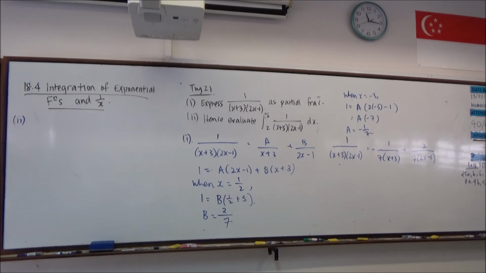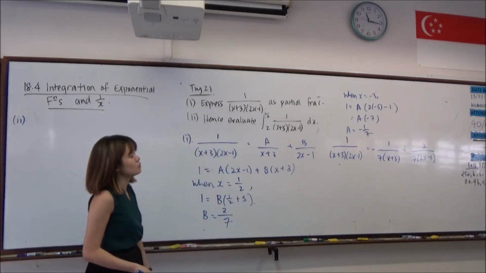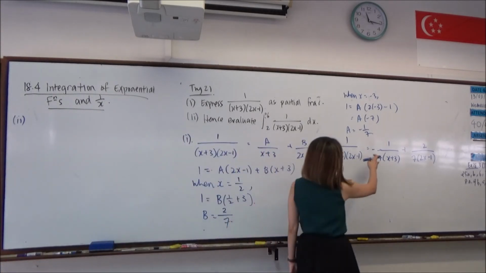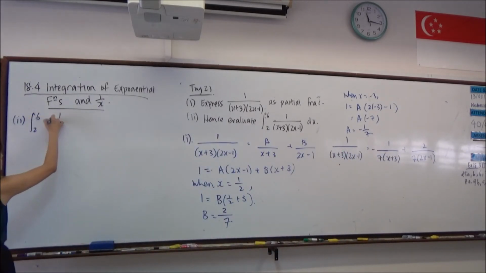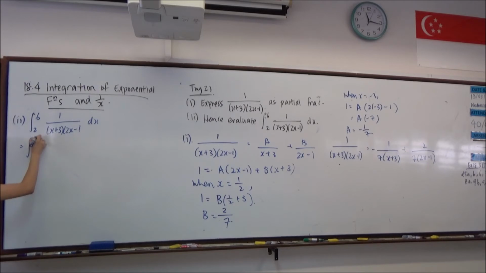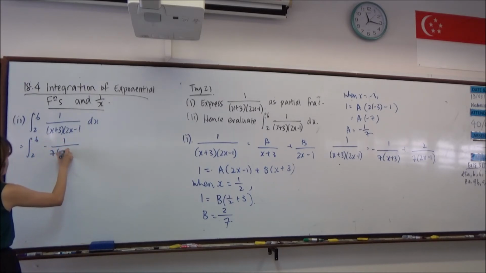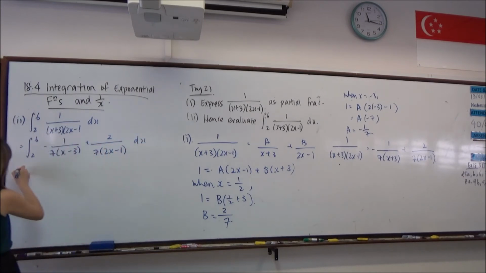Then in part 2 we want to hence evaluate. Alright, so clearly in this case we cannot directly integrate it, so we need to rely on the partial fractions that we have. Let me write this here. How do we integrate this then? Separate into 2. Let me bring out the negative sign now.